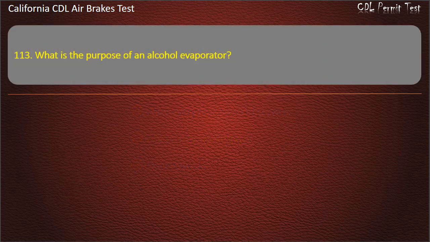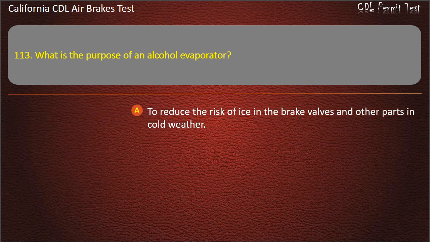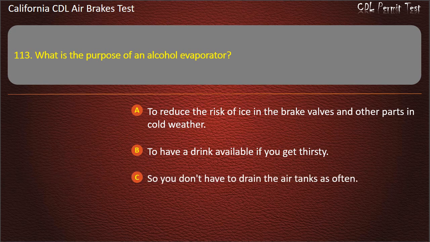Question 113. What is the purpose of an alcohol evaporator? To reduce the risk of ice in the brake valves and other parts in cold weather. To have a drink available if you get thirsty. So you don't have to drain the air tanks as often. Answer. To reduce the risk of ice in the brake valves and other parts in cold weather.